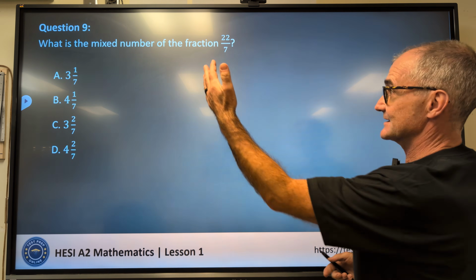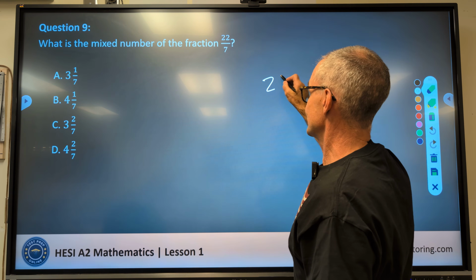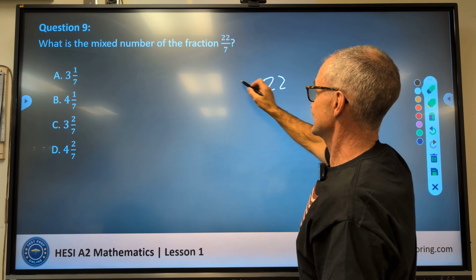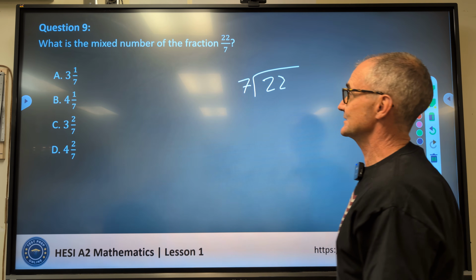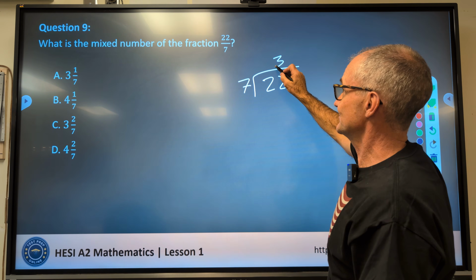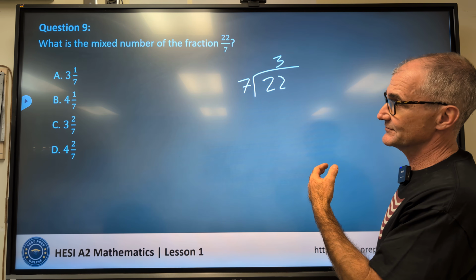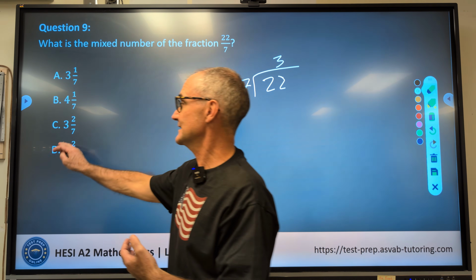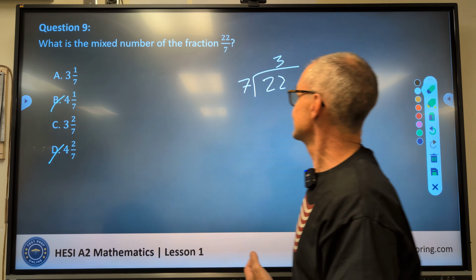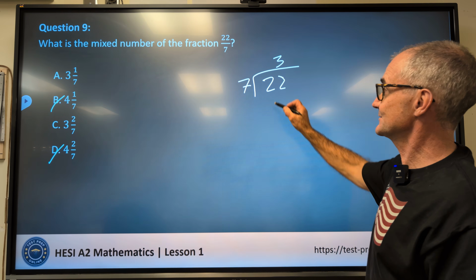All right, that fraction falls over to the right, so it falls over this way to say how many times does 7 go into 22? It's going to go in there 3 times with some change left over. So I can eliminate that and that. Let's keep going to figure out which one it is.